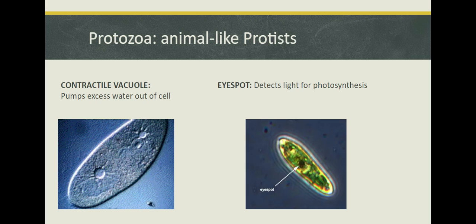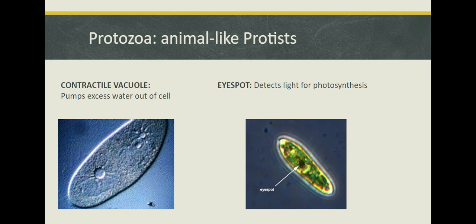Protozoa also have adaptations to help them live in an aquatic environment and get rid of the extra water. So shown here, you can see in the animation, the contractile vacuole. The contractile vacuole pumps extra water out of the cell. If it wasn't able to do that, then because of osmosis, it would ultimately explode. It has to have a way to get rid of that extra water, and that is done by the contractile vacuole.